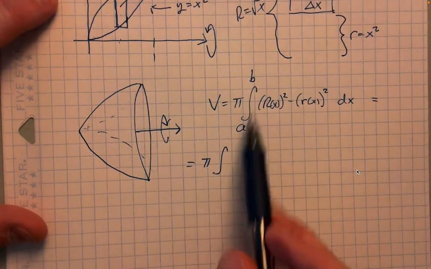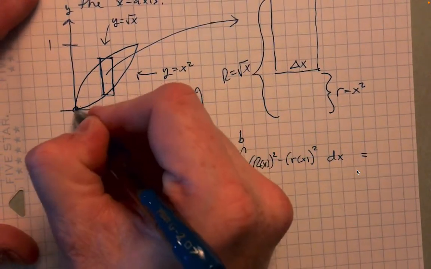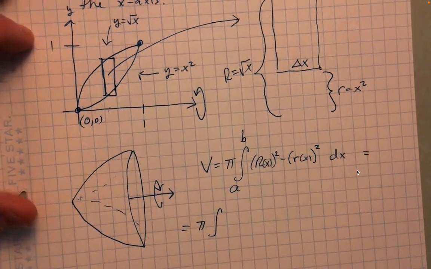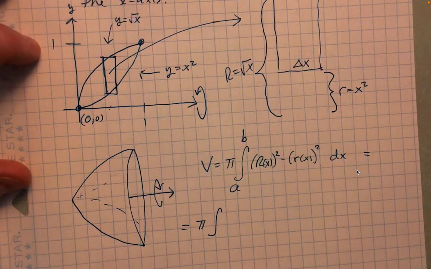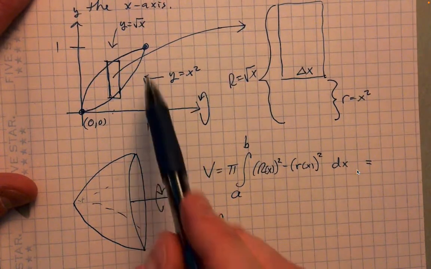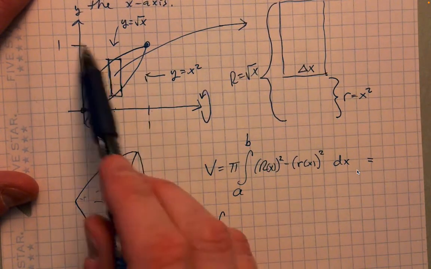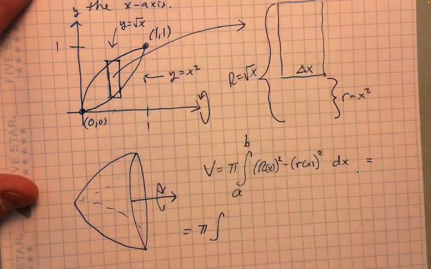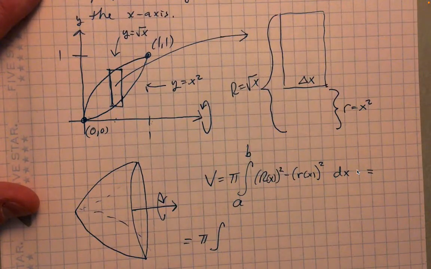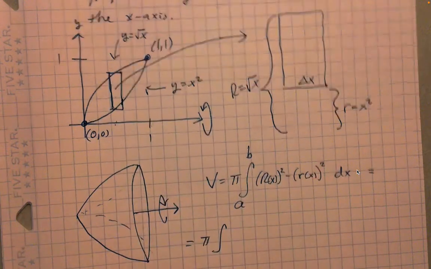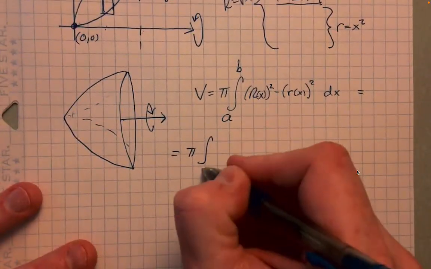Oh, actually, we don't know what a and b are yet, do we? We don't know what these intersections are. Well, this one we can guess is 0, and we would be correct there. But what about the upper one? Well, we could set x squared equal to the square root of x, but you could also see that this is going to be 1 and 1. 1 squared is 1, and the square root of 1 is 1. So this is 1, 1. As I said, you could set x squared equal to the square root of x, and you'd find out that the two intersections are 0 and 1. So our integral is going to go from 0 up to 1.